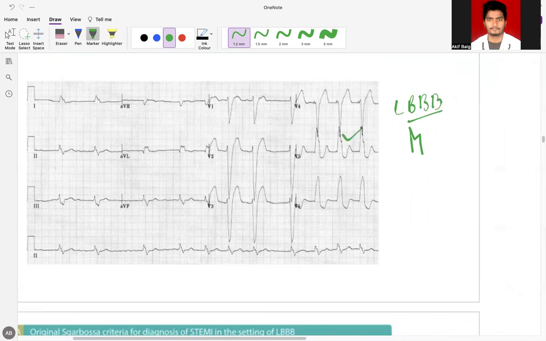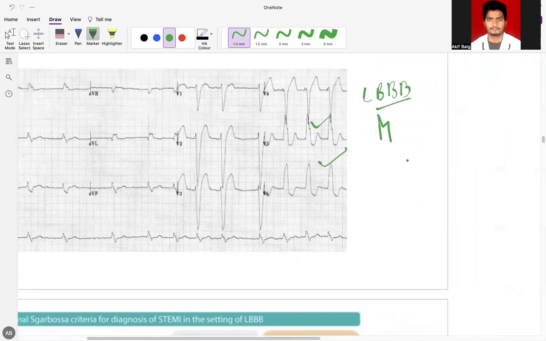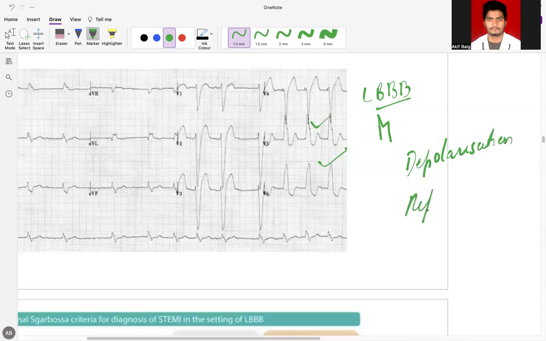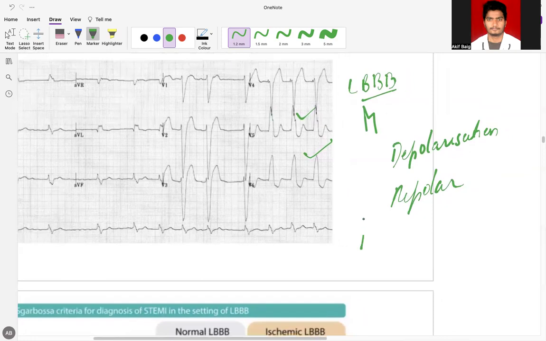So you can see left bundle branch block here, and whenever there is left bundle branch block, both depolarization and repolarization get affected. Depolarization is determined by the broad QRS, as you can see with our M pattern here. But along with that, whenever depolarization is affected, repolarization of the ventricle will also get affected due to the bundle branch block. That's why you see discordant changes in the ST segment and T inversions.